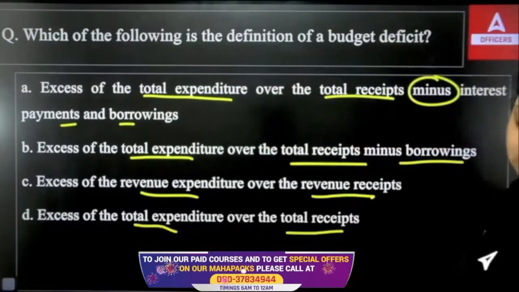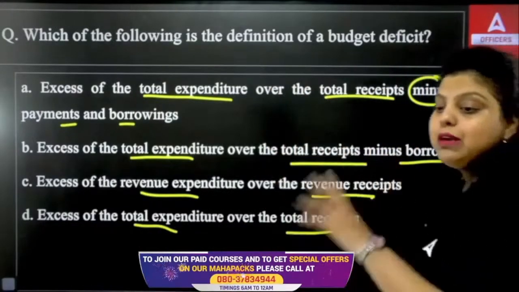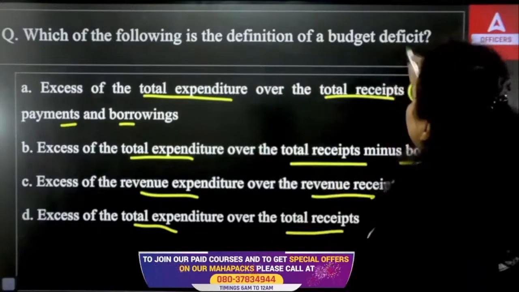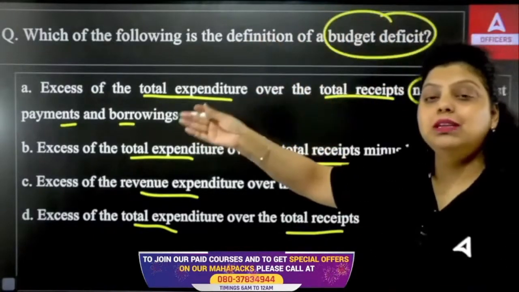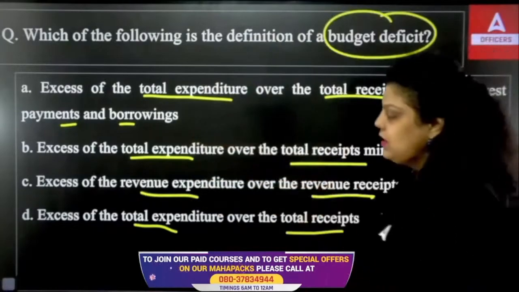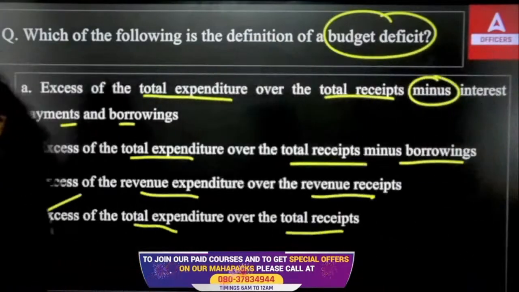So what are we talking about? Budget deficit. It means the overall budget of the government went into loss. And when the overall budget went into loss, it means total expenditure is more than the total income. So the right answer will be option D.